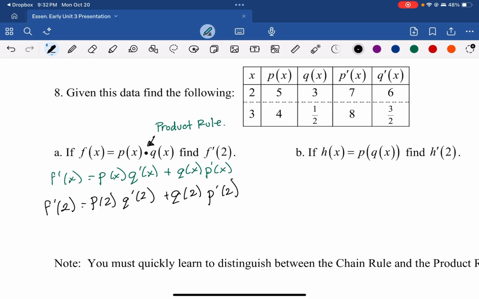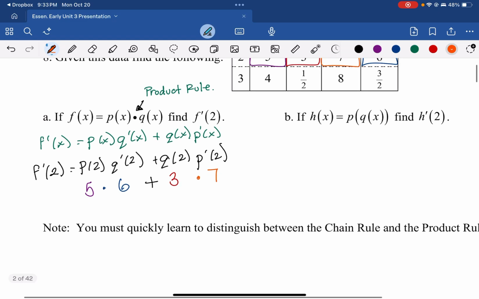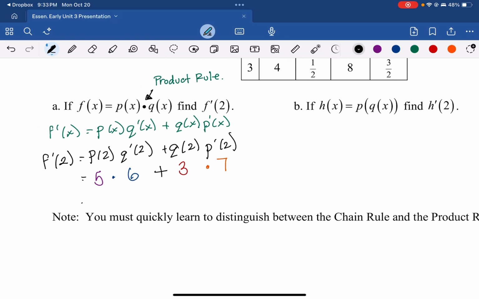So p of 2 is 5. So I have 5 times q prime of 2, sorry. Q prime of 2, which is 6. So 5 times 6 plus q of 2, which is 3, times p prime of 2, which is 7. Okay, just going to simplify that. 5 times 6 is 30. 3 times 7 is 21. So we get 51.